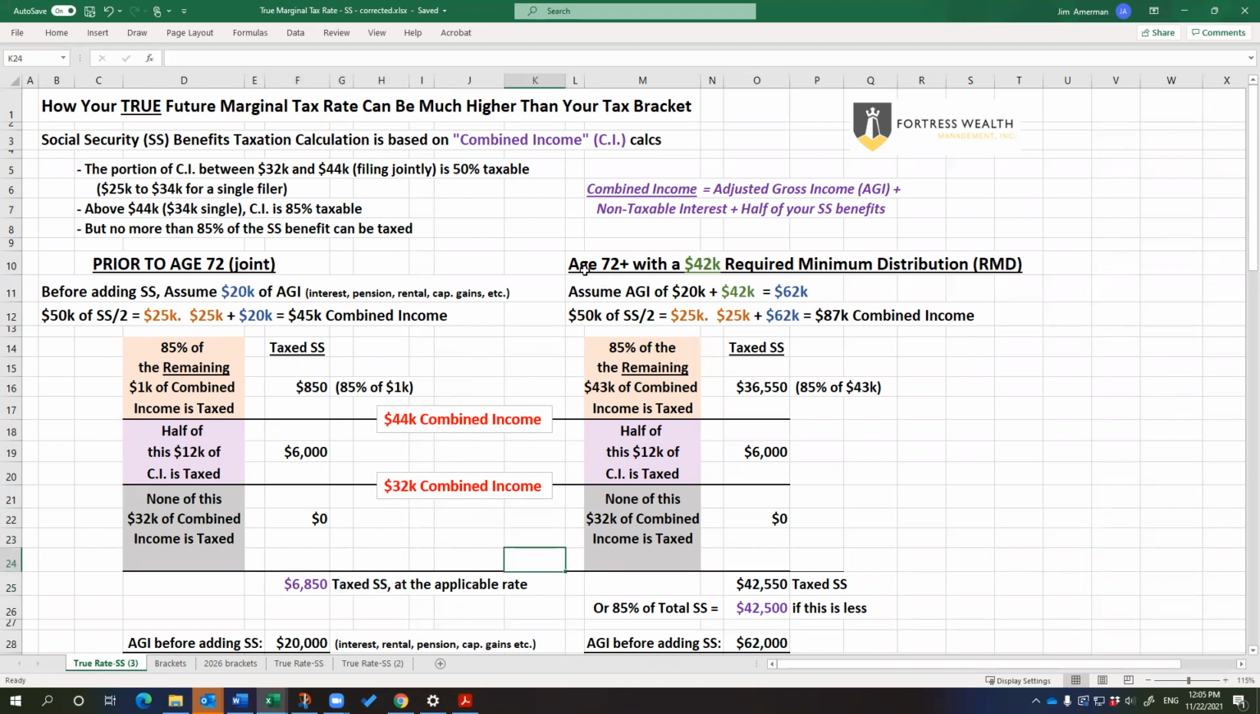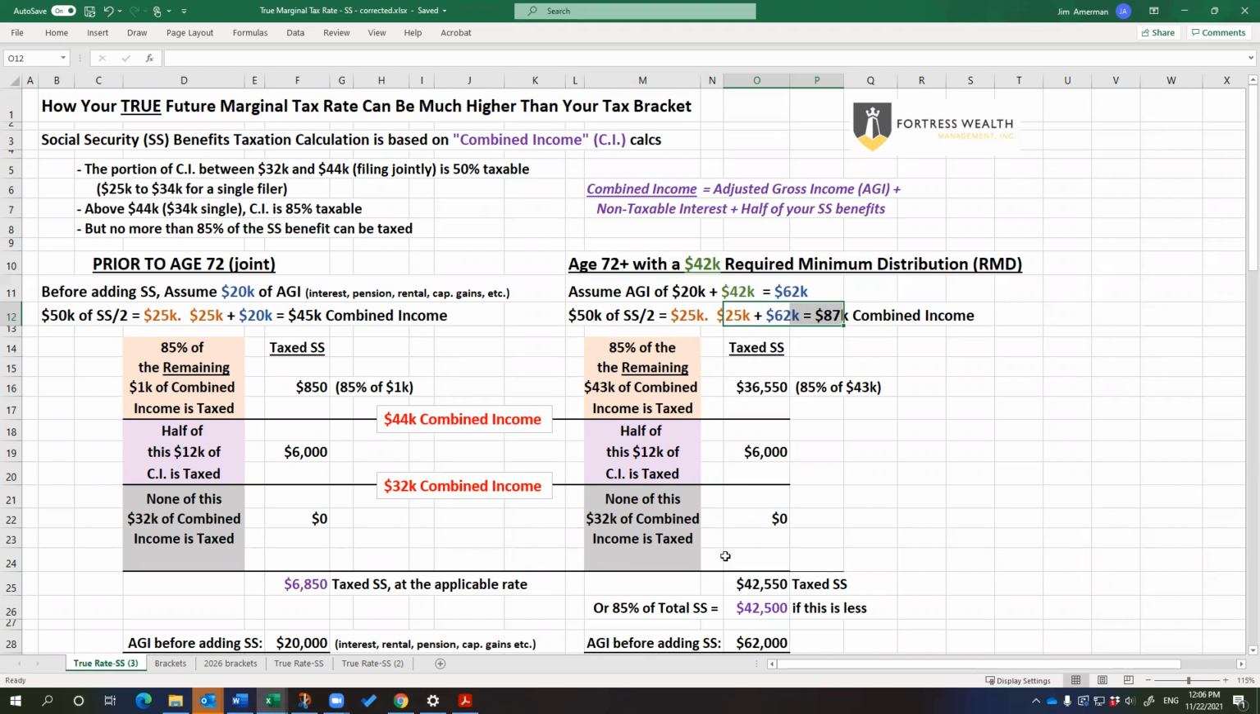And if we look at another scenario where we're adding required minimum distributions, so at age 72, you have to start pulling funds out of your retirement accounts, whether you want to or not. It starts out a little less than 4% of the total balance, and then that percentage grows each year. So if we add that 42,000 to the 20,000 we had over here on the left, we have 62,000 total AGI before Social Security. We're going to do the same formula, 25,000 plus that gives us 87,000 combined income.